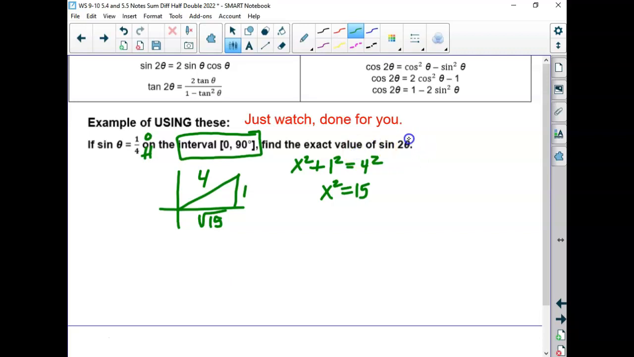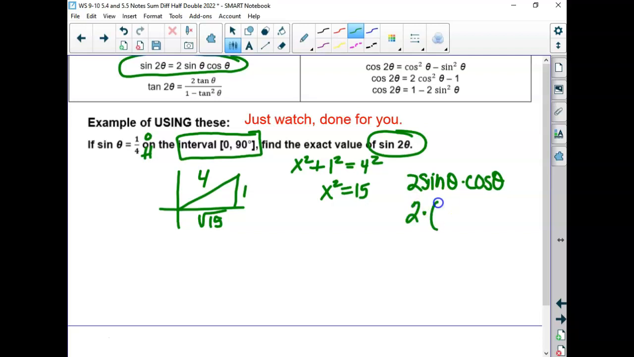And then it says find the exact value of sine 2 theta. So I go up here and I say I need 2 times the sine of theta times the cosine of theta, which is 2 times the sine, which was 1/4, and the cosine is what?